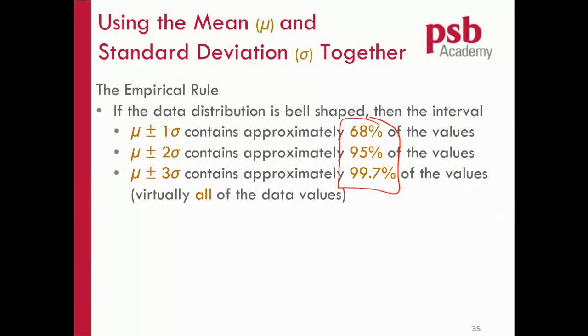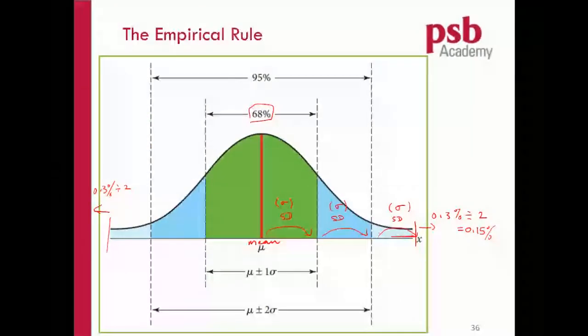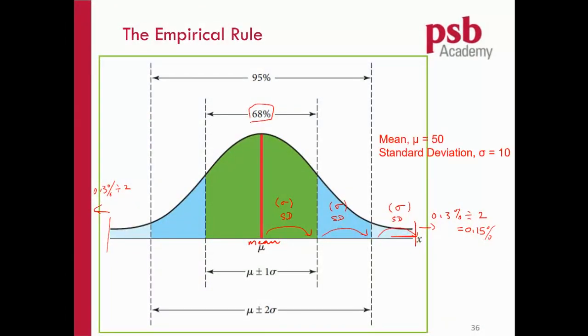68, 95, 99.7. Later, in topic 5, you will see how you get these numbers. At this moment, you just remember it's 68, 95, and 99.7. Okay? Right. So, just an example to show you further.